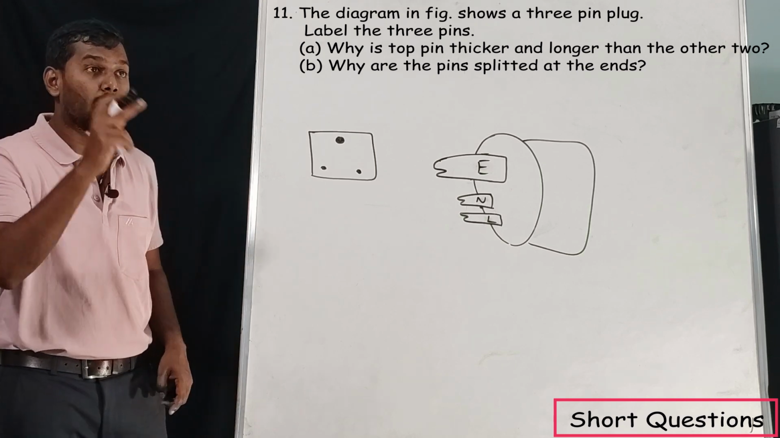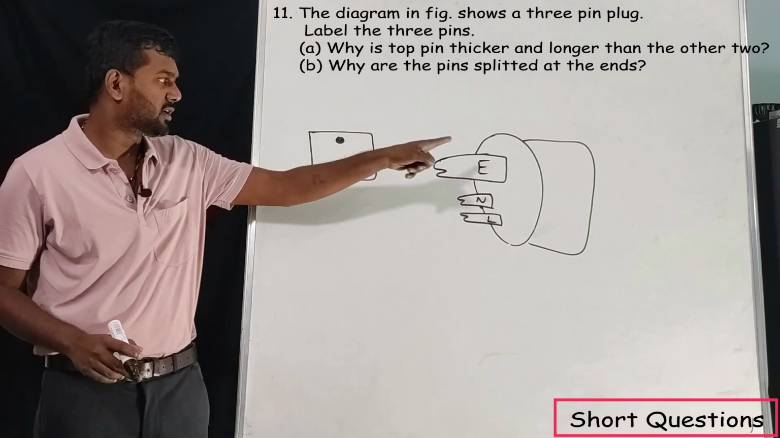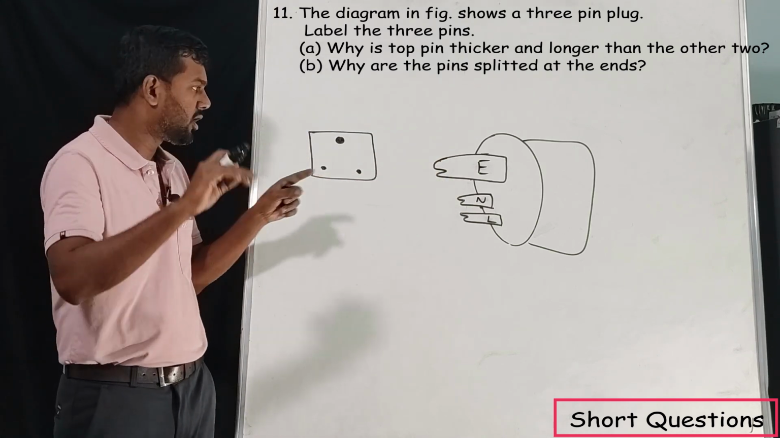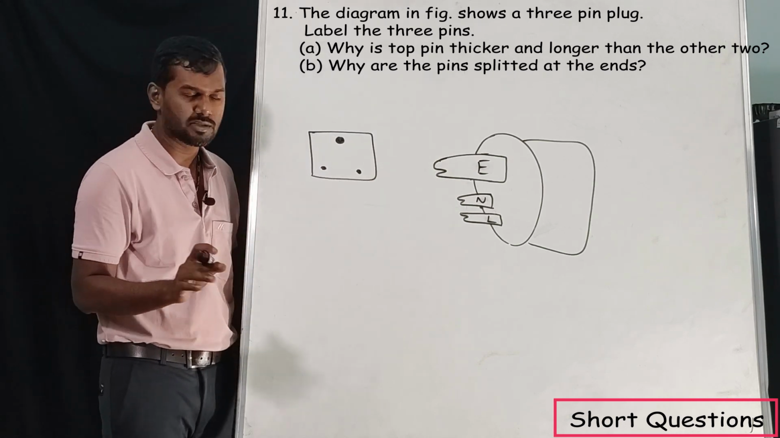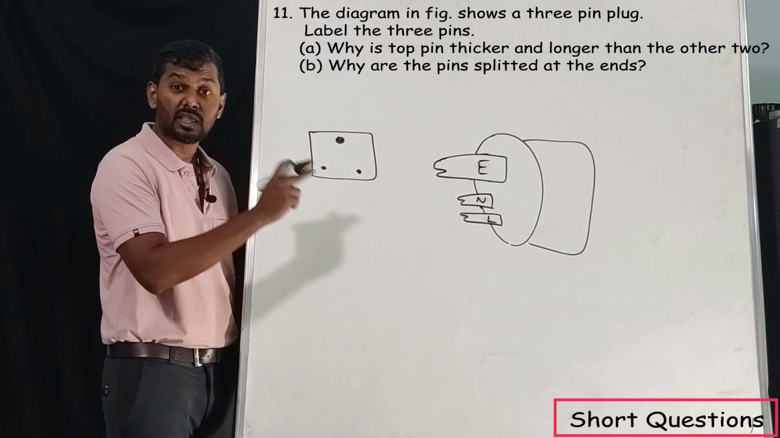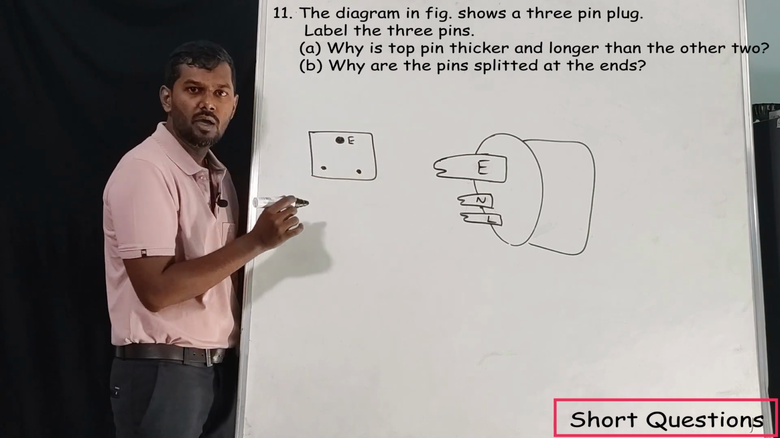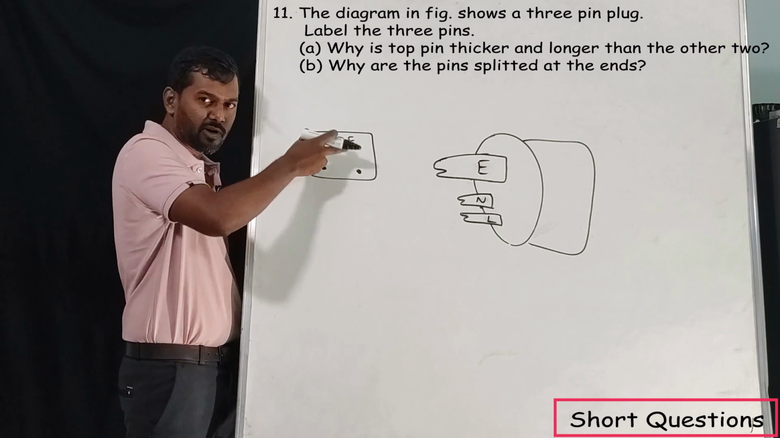Listen. Why is the top pin thicker and longer than the other two? Why is the top pin, the earthing pin, thicker and longer than the other two? See, for both things they have a reason. Why is it thicker? See, this is the earthing point. Few students or few kids will be there, they try to connect it in a different way.